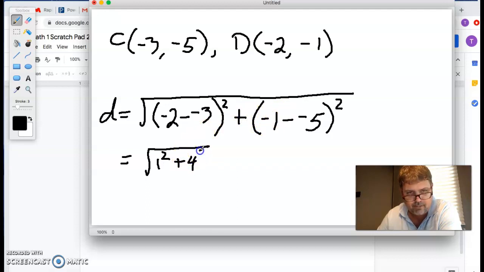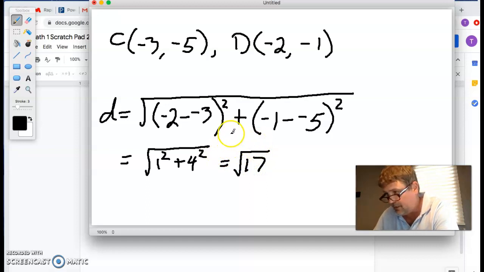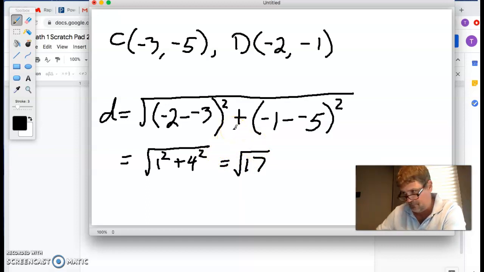And if we square that, we get 16. And this is 1 plus 16, so we get the square root of 17. Now that's prime, so we know that can't be simplified anymore. All right, so that would be your answer.